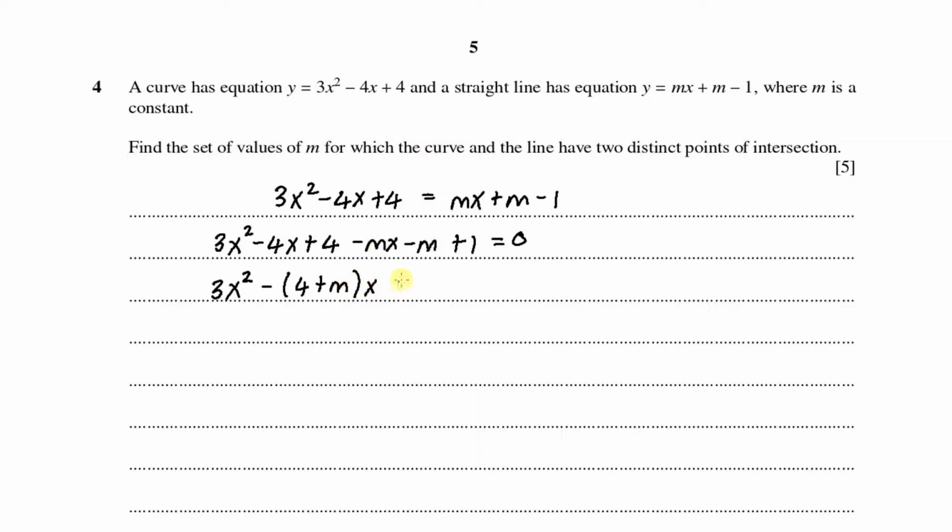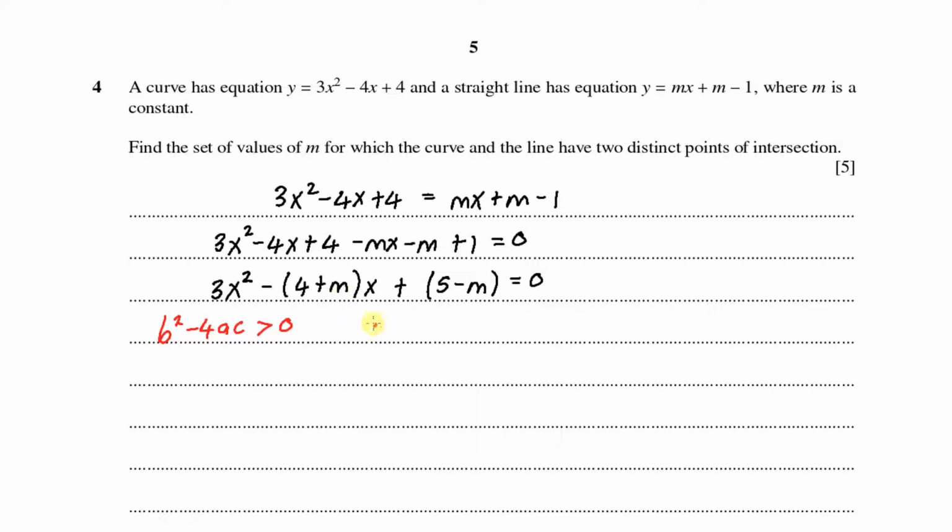And then for the constants, we have 4 minus m plus 1. Now 4 plus 1 is 5, so we'll be having 5 minus m here, and that's all equal to 0. Since they say that the curve and the line have two distinct points of intersection, then we know that b squared minus 4ac should be greater than 0.